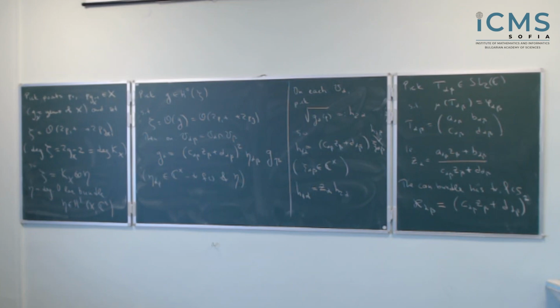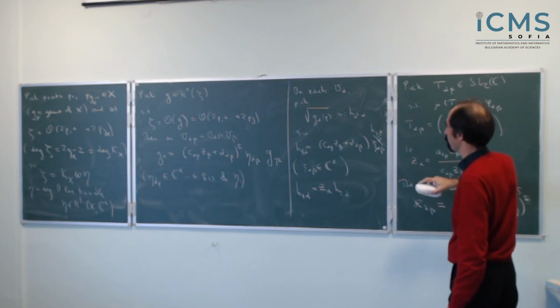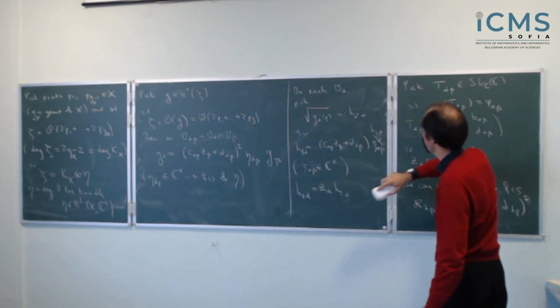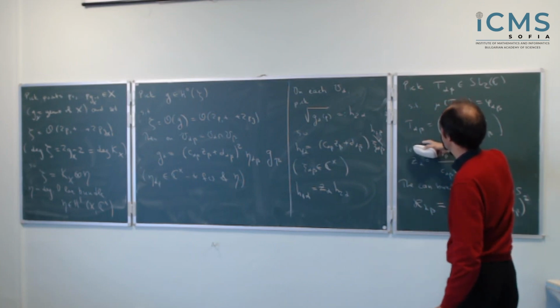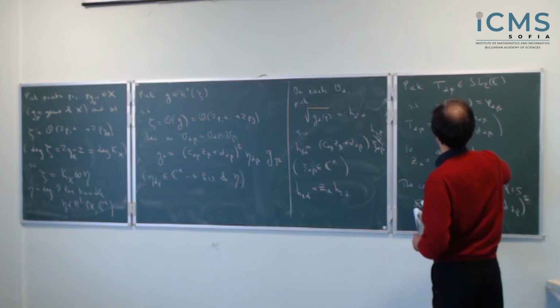So, and so what do we get so far? So we get that this vector H1, H2 transforms with the matrix T twisted by C, right?